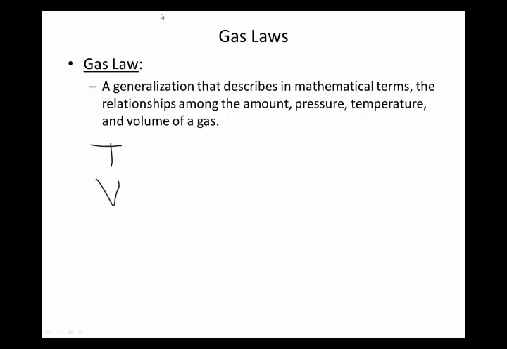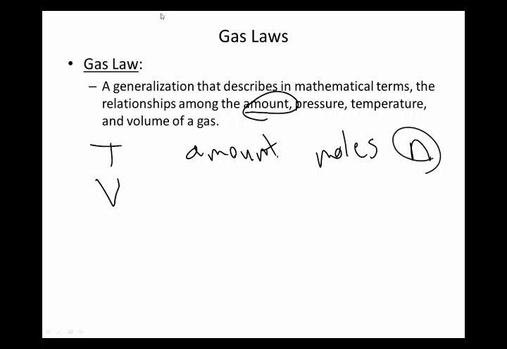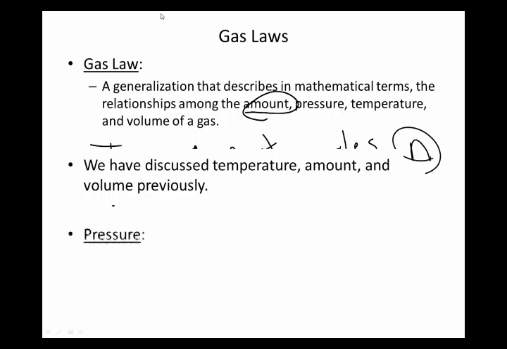Volume is V. Let me explain what I mean by amount. In amount, we're going to be referring to amount in terms of moles. So moles, and the variable for moles is going to be N. It's because M was already taken with mass, and we started having to use other weird letters. So N is moles. The only one of these we haven't really talked about ever before is the idea of pressure. So let's talk about pressure.